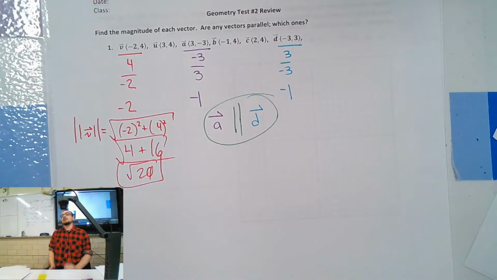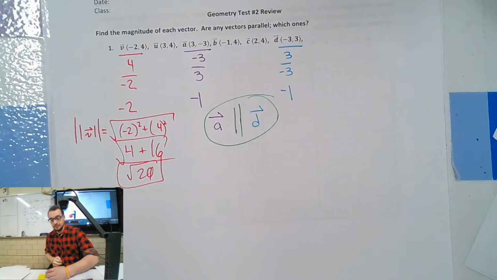If it was root 25, you could do something. If it was root 16, you could do something. Or root 20 is going to be a number between 4 and 5, so 4 point something, just circle. That is the magnitude. Questions on how to find magnitude? Questions on how to figure out whether they're parallel or not? Fantastic. Moving on.